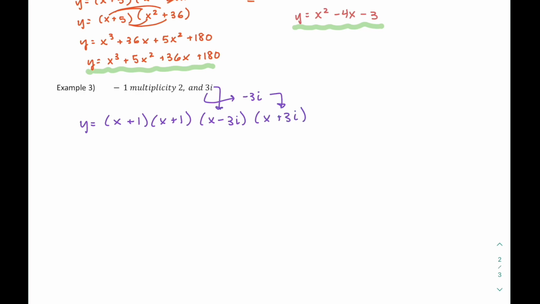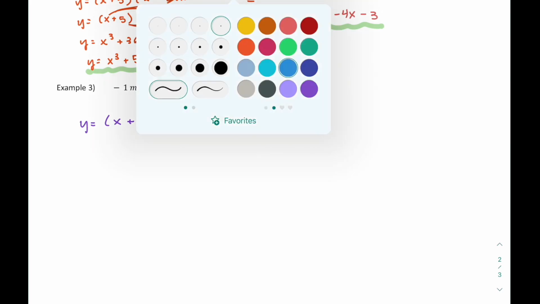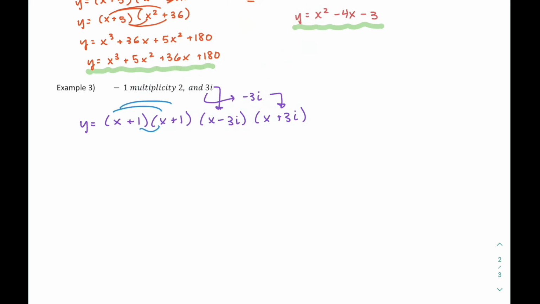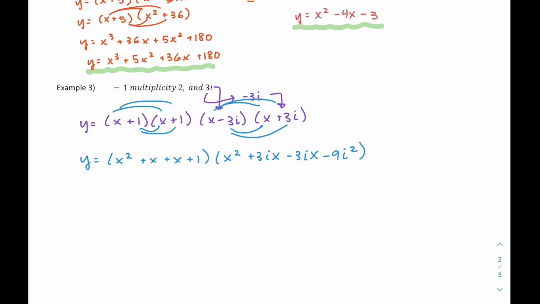Now, you want to make sure you're multiplying the conjugates together first because, again, they're going to end up nice. And you can also multiply x plus 1 and x plus 1 at the same time to save yourself a little bit of multiplication. So when I FOIL out those first 2 factors, I get x squared plus 2x plus 1. When I multiply out those second factors, I get x squared plus 3ix minus 3ix. Those are going to go away. That's why we don't have any i's in our final standard form, minus 9i squared.